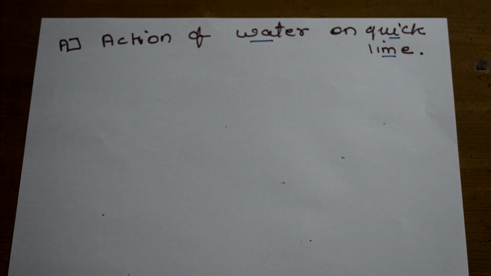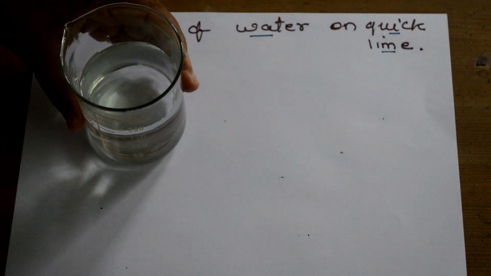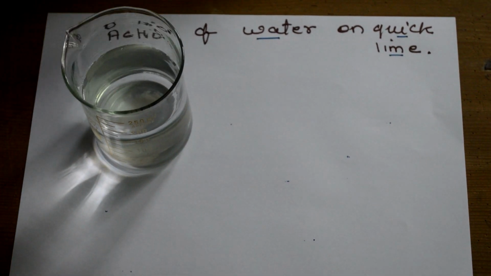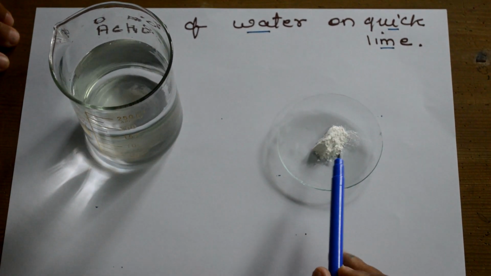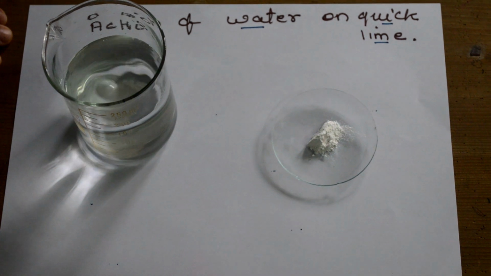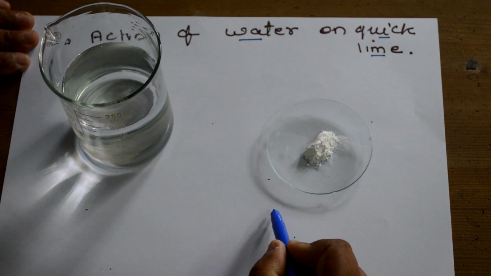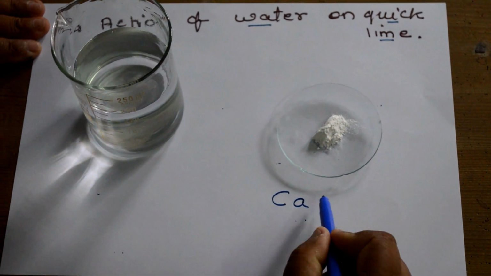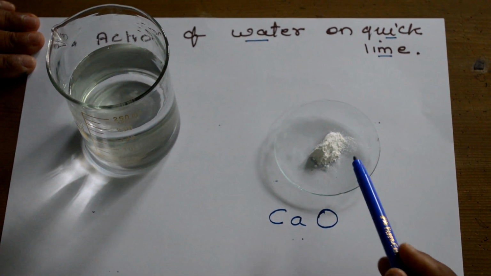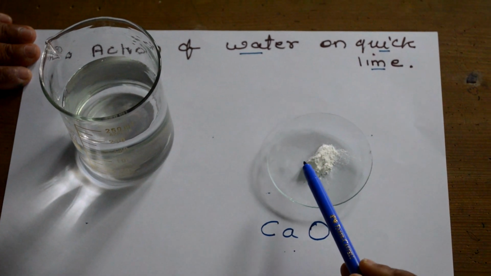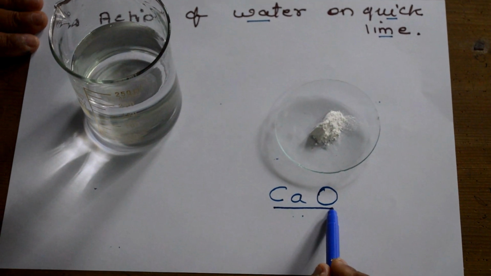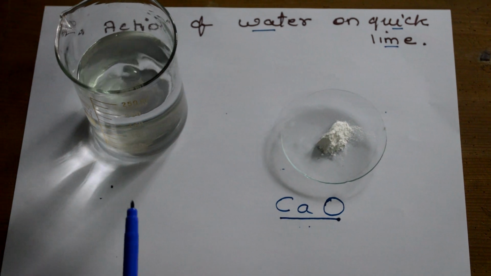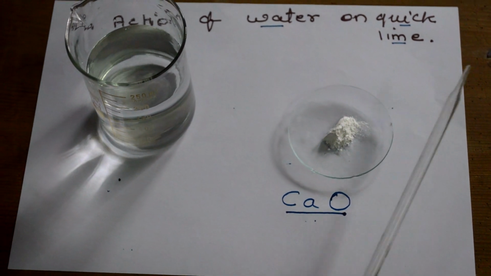So for that we will be requiring a beaker filled with water and the quicklime in the watch glass. The chemical formula for quicklime is calcium oxide. It's a white, amorphous powder, and the chemical formula is calcium oxide, and this is water. And also we will require the dropper.